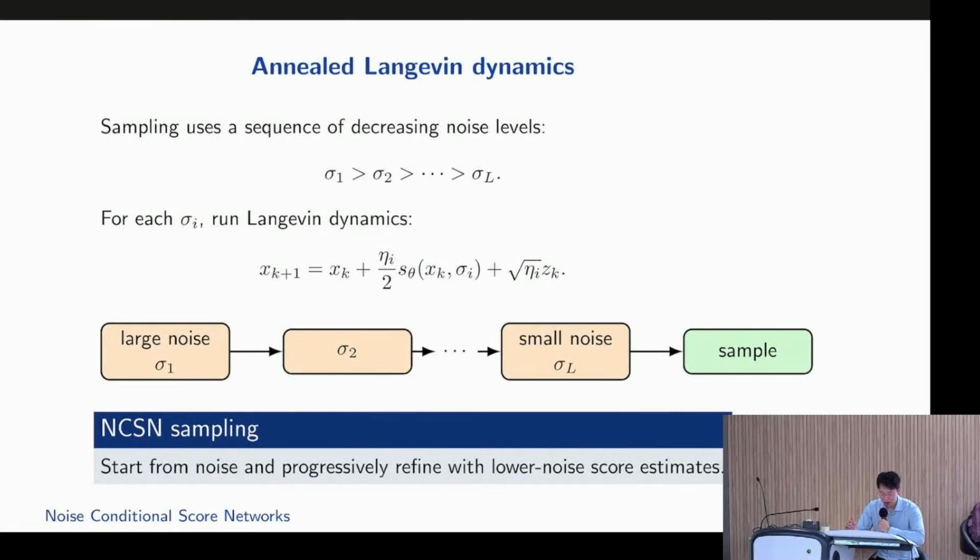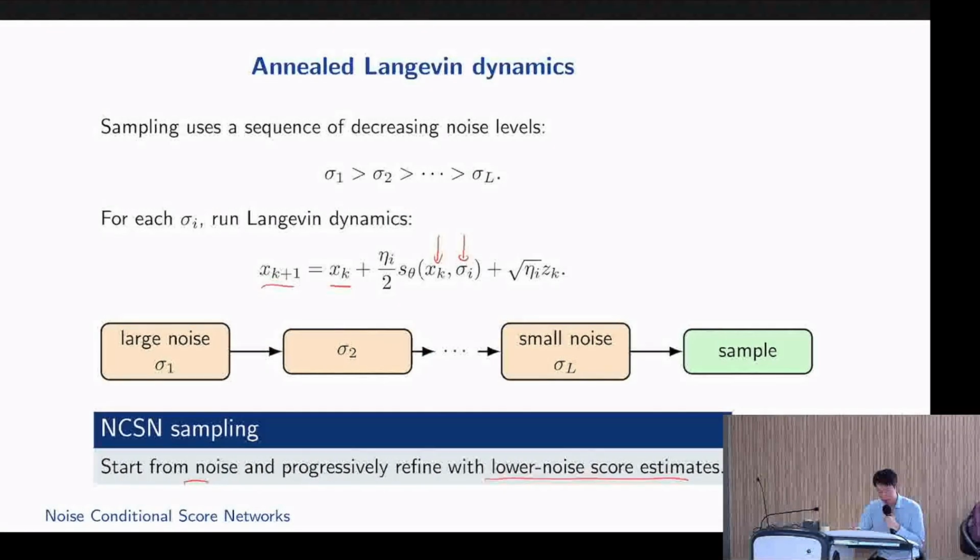Okay, so how do you sample this? You start off with large noise. So this is randomly initialized. And you plug in your current image and the currently large sigma. And you follow Langevin dynamics to do one-step cleaning. And you gradually decrease the amount of noise to be added. So you start from pure noise, and progressively refine with the lower noise score estimates.